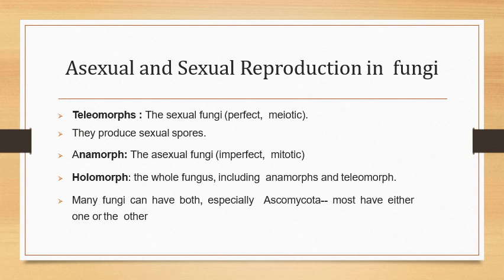Anamorphs, an asexual reproductive stage, like in molds. When a single fungus produces multiple morphologically distinct anamorphs, they are called synanamorphs. And in holomorphs, the whole fungus includes the anamorphs and teleomorphs.